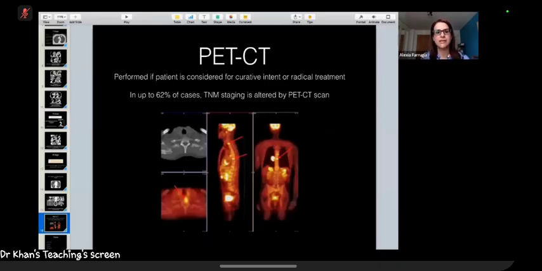We often use PET-CT if a patient is being considered for curative intent or for radical treatment. And in up to 62% of cases, the TNM staging is altered by the PET-CT scan. So clearly, a more accurate TNM staging can be provided with a PET scan for such patients who are being considered for curative intent or radical treatment. This was a patient who had a right lower lobe malignant tumor with metastasis within the multiple vertebral bodies, as well as bilateral adrenal metastases.